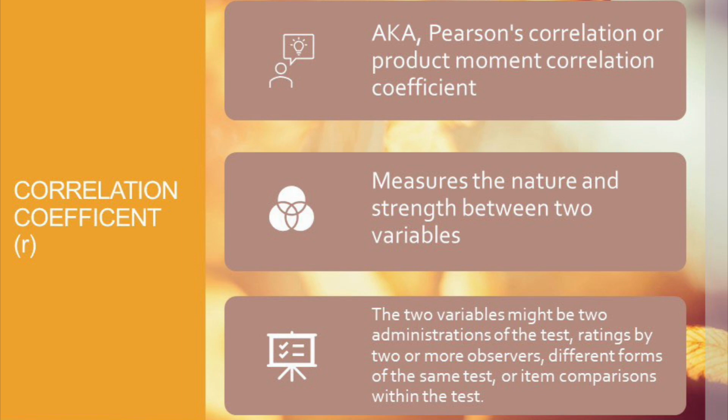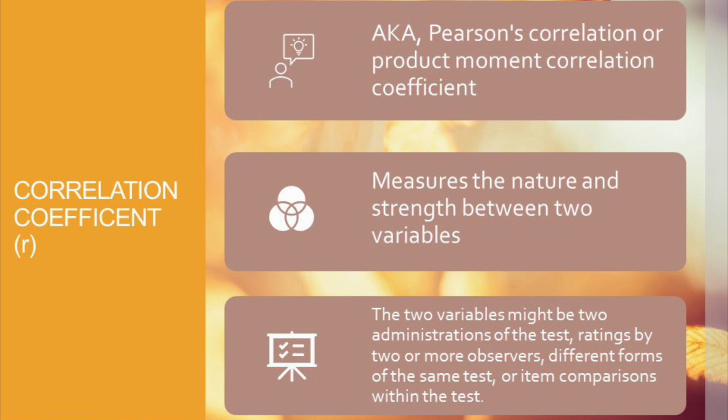This is a statistic that is used to estimate the degree of the linear relationship between two variables. So it's a numerical estimate of both the strength of the linear relationship and the direction of that relationship. For example, the two variables might be two administrators of the same test. It could be ratings by two or more observers. It could be different forms of the same test, or it could be item comparisons within the test, like comparing one symptom with another symptom.